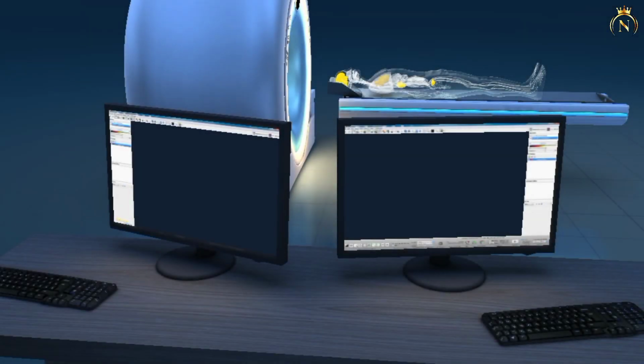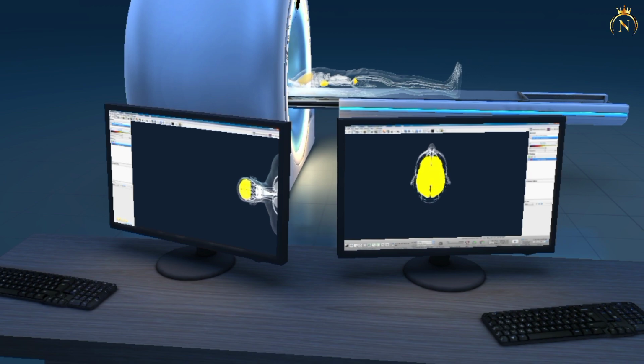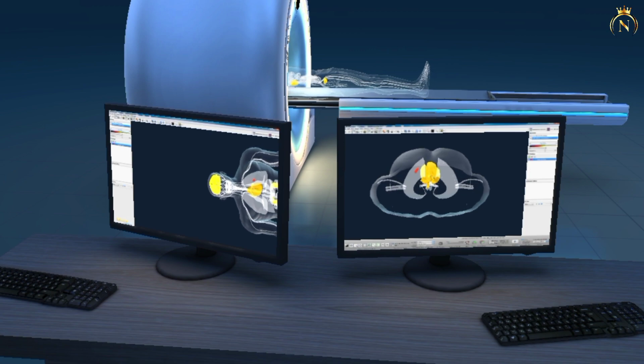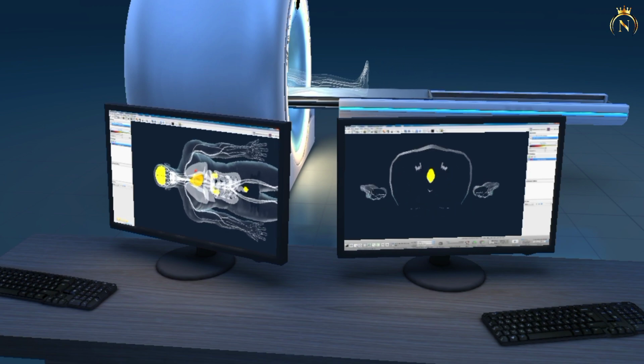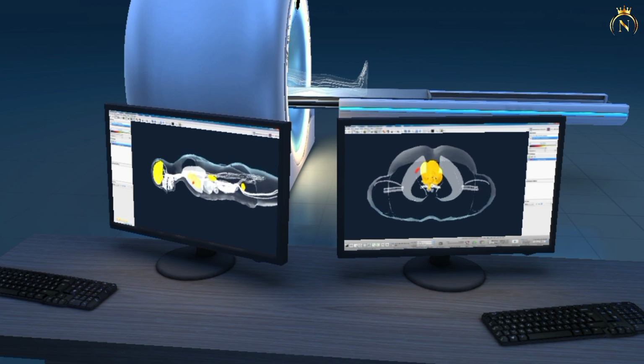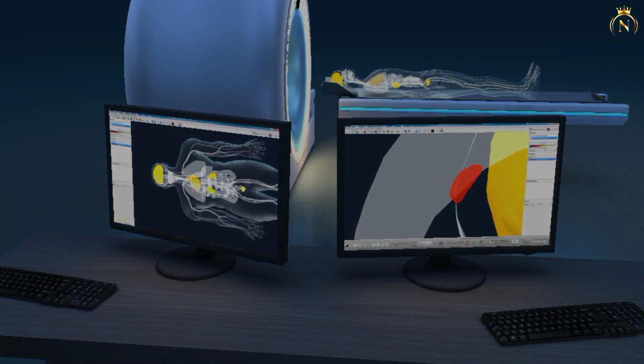The PET-CT device takes images of the body perpendicular to the longitudinal axis of the body. These slices are then combined to create a 3D image of the entire body. This 3D image enables physicians to identify the exact location of the tumor.